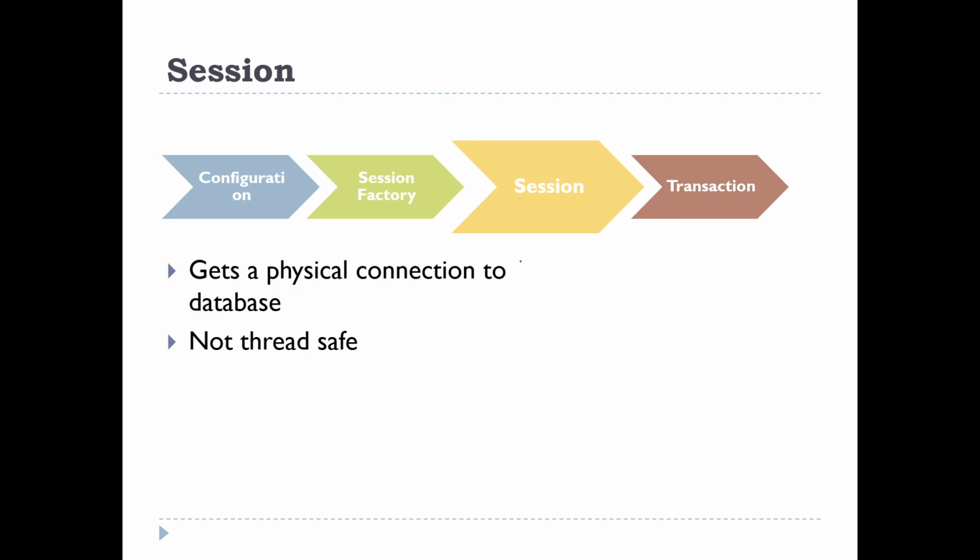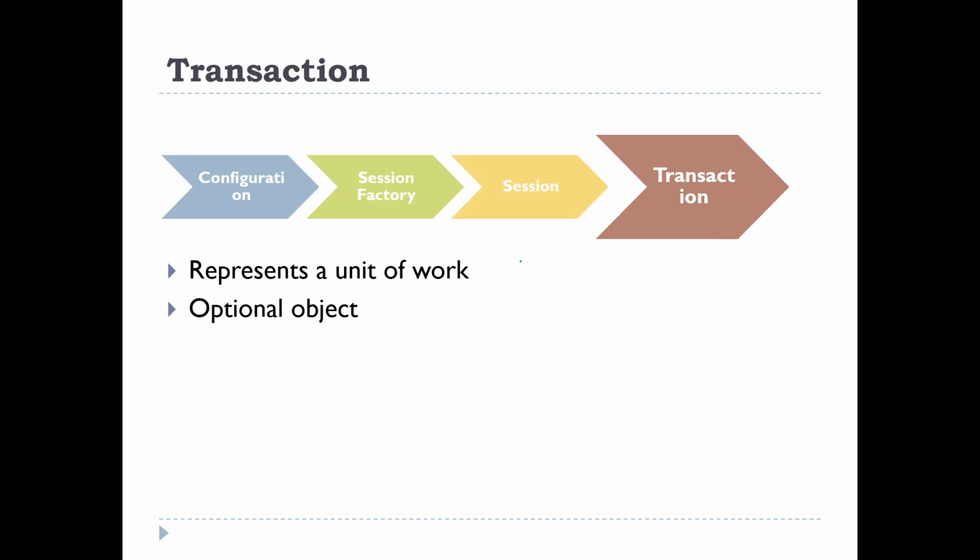Next is the session object. The session represents a physical connection with the database. Also, it is not thread safe, and since it is a lightweight object, we can create it as and when required and close it when the connection is not required. And a transaction represents a unit of work. It is used to manage a transaction of a relational database. Also, it is an optional object, so we can even write our Hibernate application without using the transaction object and just by managing the transaction on our own.